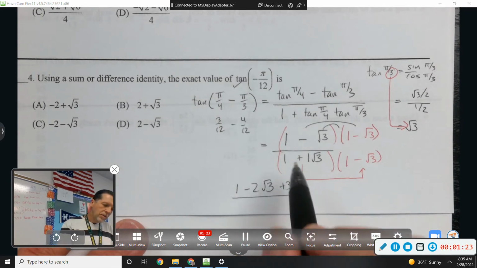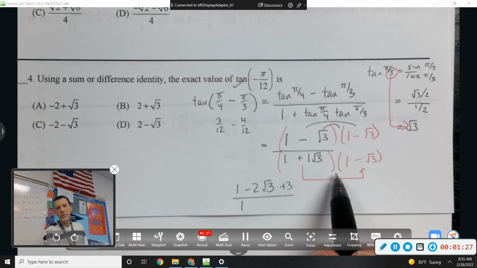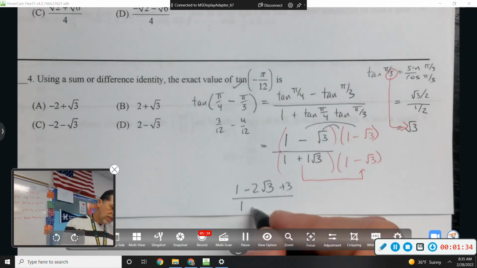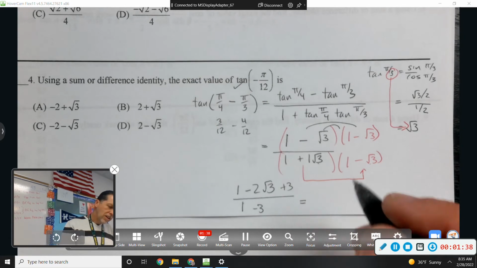In the bottom, first is 1. Outside and inside cancel, always, when you multiply by a conjugate. That's why we multiply by the conjugate: to make the O and the I of FOIL cancel out. And then root 3 times negative root 3 is negative 3.